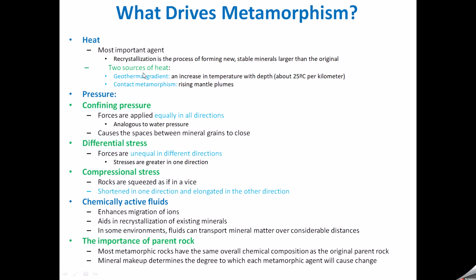We have two sources of heat: geothermal gradient and contact metamorphism. What's the geothermal gradient? An increase in temperature with depth. As you go deeper inside the earth, for every 1 kilometer there is an increase in temperature of 25 degrees Celsius. Contact metamorphism: rising mantle plumes, when they rise and touch the Earth's material or crust, create contact metamorphism. This will create a metamorphic zone, or halo, of metamorphic rocks.